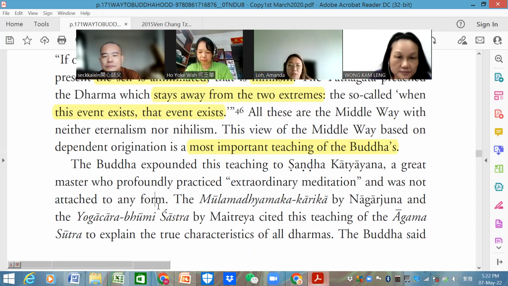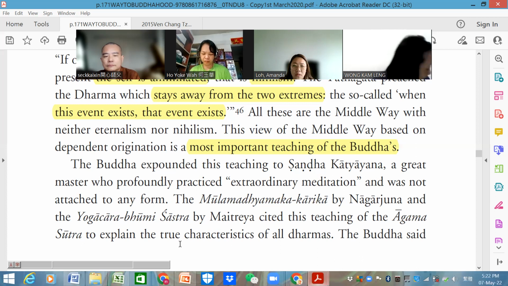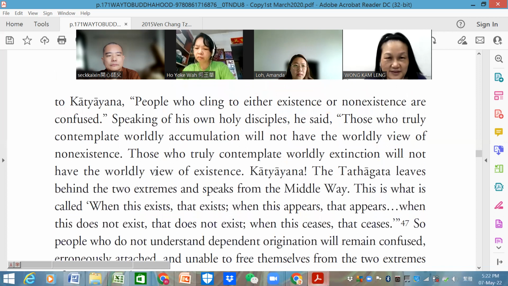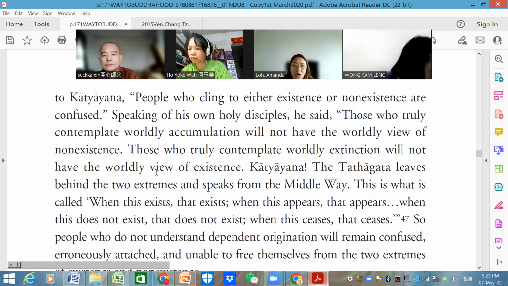The Buddha expounded this teaching to Sanda Katyayana, a great master who profoundly practiced extraordinary meditation and was not attached to any form. The Mulamadhyamakakarika by Nagarjuna and the Yogacara Bhumi Sastra by Maitreya cited this teaching of the Agama Sutra to explain the true characteristic of all dharmas. The Buddha said to Katyayana, people who cling to either existence or non-existence are confused. Speaking of his own holy disciples, he said, those who truly contemplate worldly accumulation will not have the worldly view of non-existence. Those who truly contemplate worldly extinction will not have the worldly view of existence. Katyayana, the Tathagata leaves behind the two extremes and speaks from the middle way.